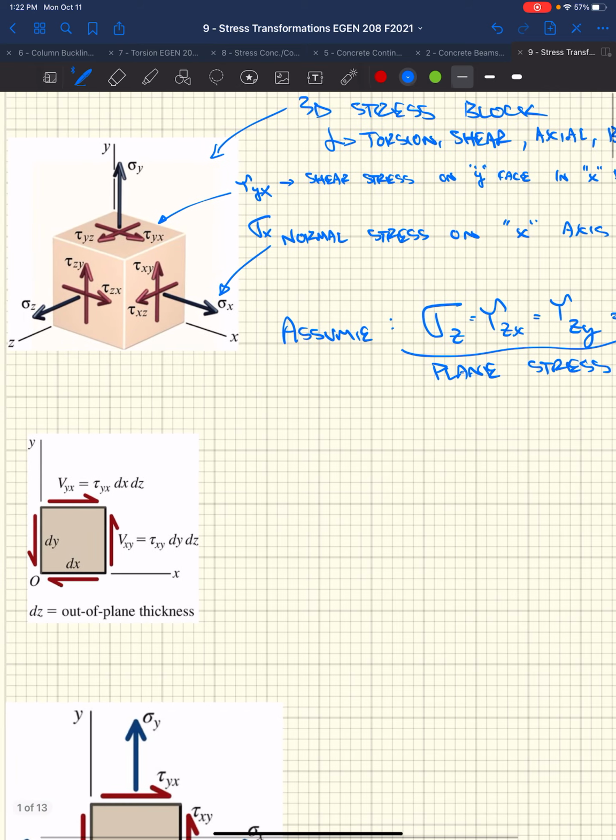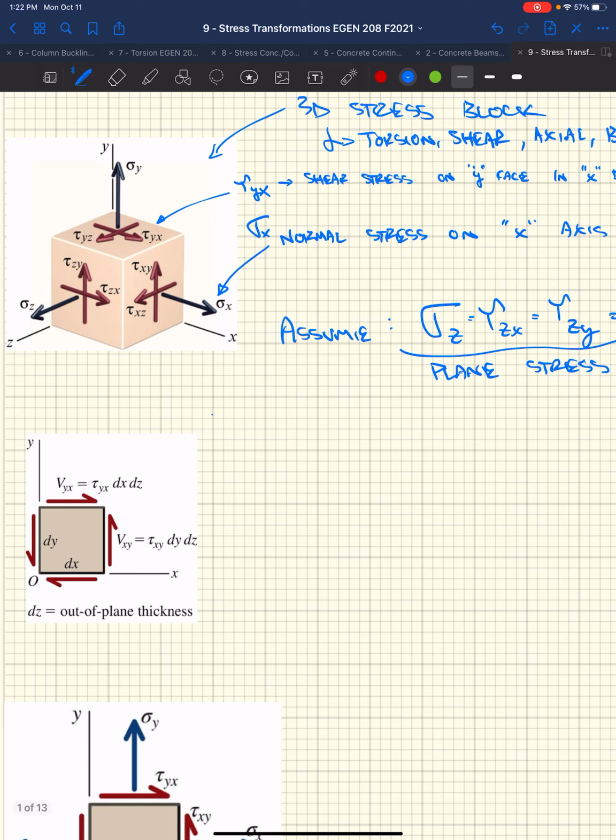So in order to conduct this analysis, we want to know the relationship between tau xy and tau yx.